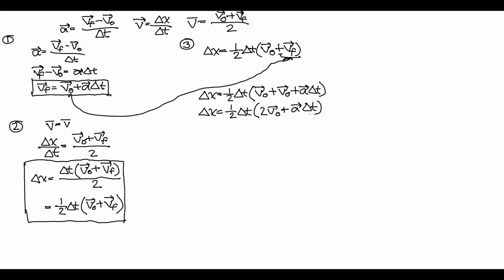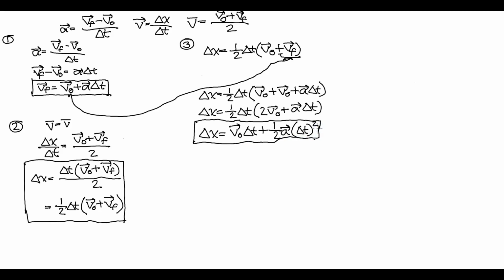Now we just distribute the half delta t. 1/2 times 2 equals 1, so we get v naught delta t. Then 1/2 times delta t times a delta t, and delta t times delta t is delta t squared. So that's 1/2 times a times delta t squared. So that is our third equation.